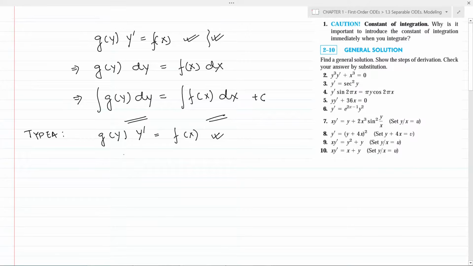An example can be given: y dash is equal to x divided by y square, which we can write as y square dy is equal to x dx. Now this differential equation can be rearranged such that y variables are on the left side and x variables are on the right side. Now we can integrate it to get the results.